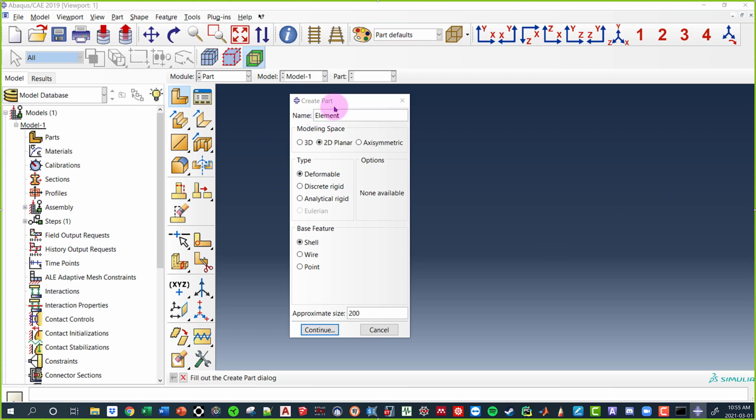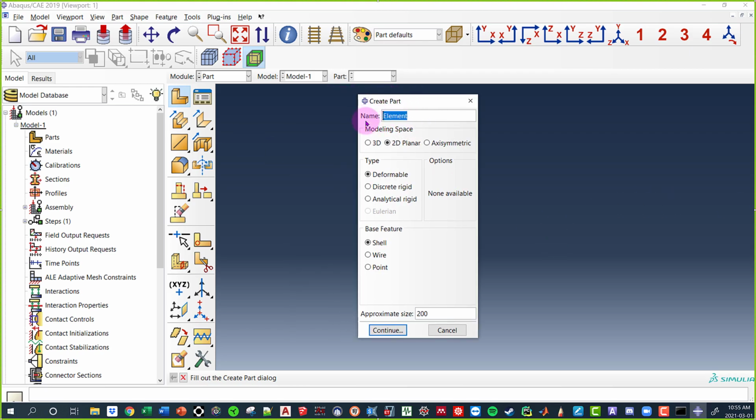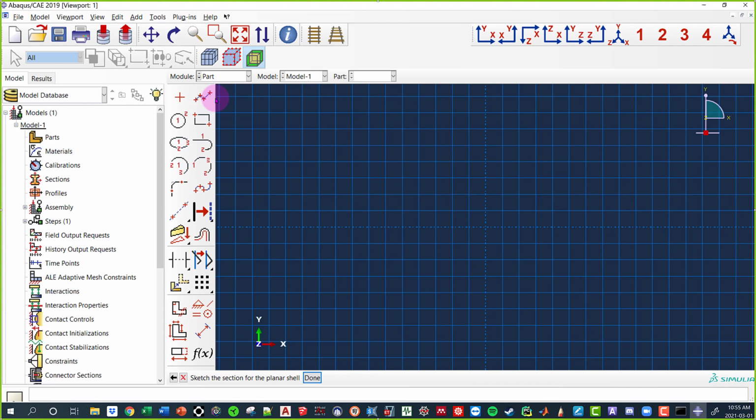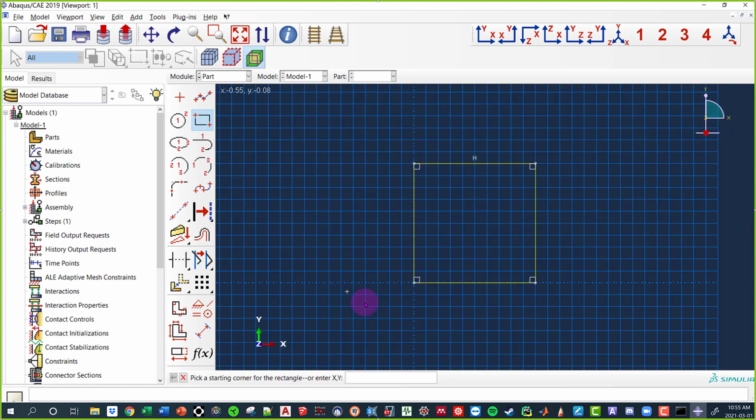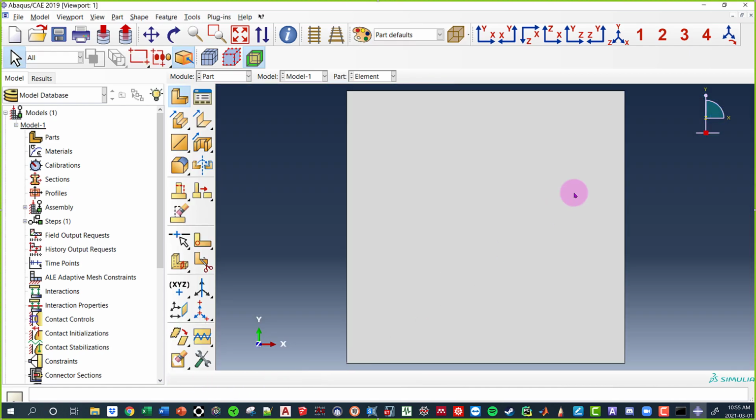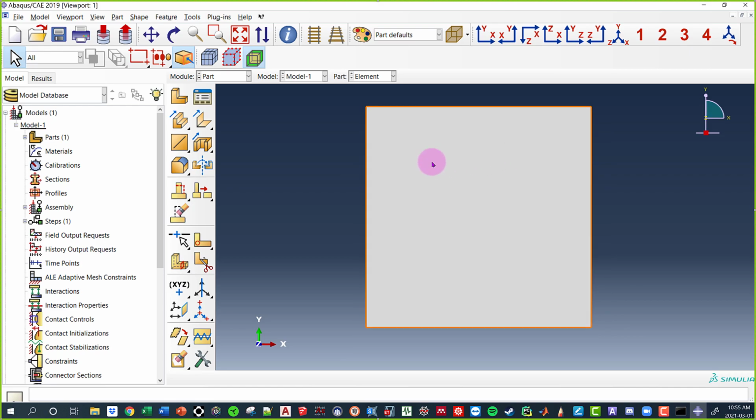Perfect. So we're going to create our part, and all I did was I called it element, and it's going to be 2D planar, deformable shell, same thing as before. So I'm going to go approximate size is 5 just because I don't want the grid so big. Again, that plays no real impact. And I'm just going to make a square element. So I'm going to go to this create rectangle, and I'm going to have 0, 0 as the first corner, and then I'm going to go up to just 1, 1. So again, all I did was I just created a nice square element. I'm going to go done. This is going to be my element right here.